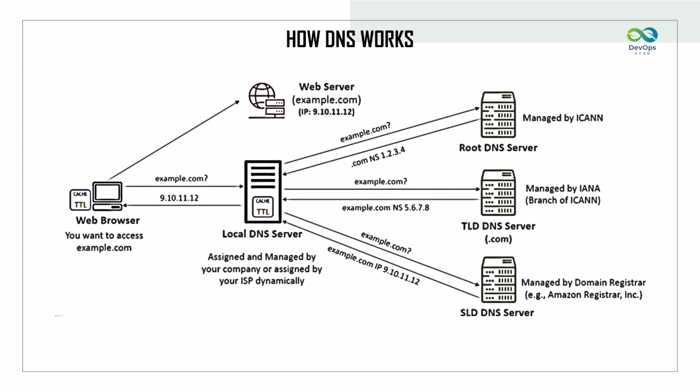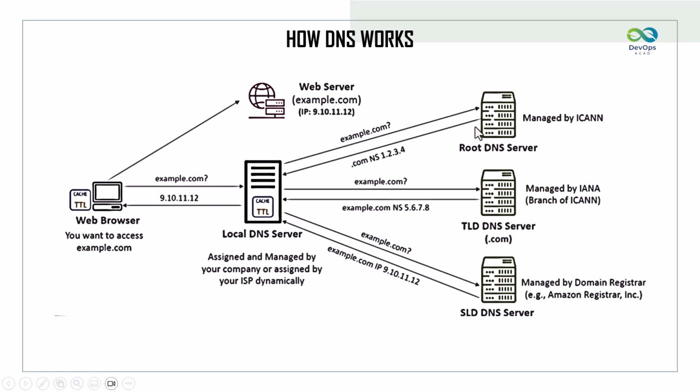For example, you want to access a web server. The web server address is 9.10.11.12. Now, on your web browser, you put in the address, which is example.com. A request is sent to your local DNS server, which in most cases is managed by your internet service provider, your ISP. If the local DNS is not aware of example.com, if it has not cached that before, it sends that request to the root DNS.